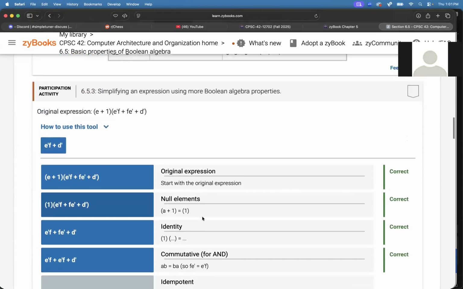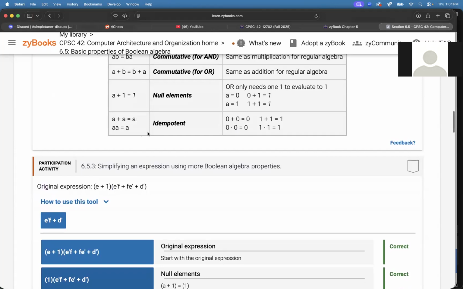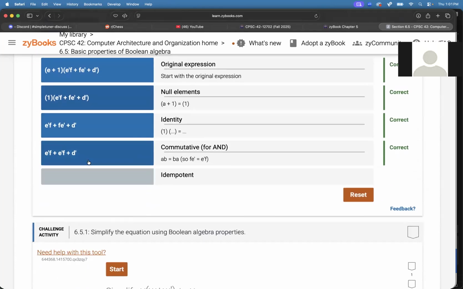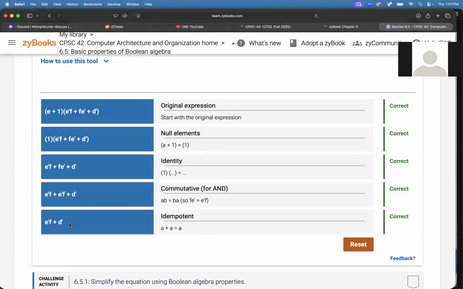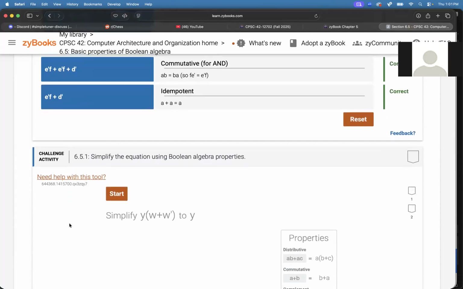So what's the idempotent law? Let's go find it. The idempotent law is A plus A is A, A times A is A. I mean, technically OR and AND, but A or A is A, and A and A is A. So here they've got not EF plus not EF plus not D. But there's two not EFs. You don't need both of them, so you can just drop one. Cool.